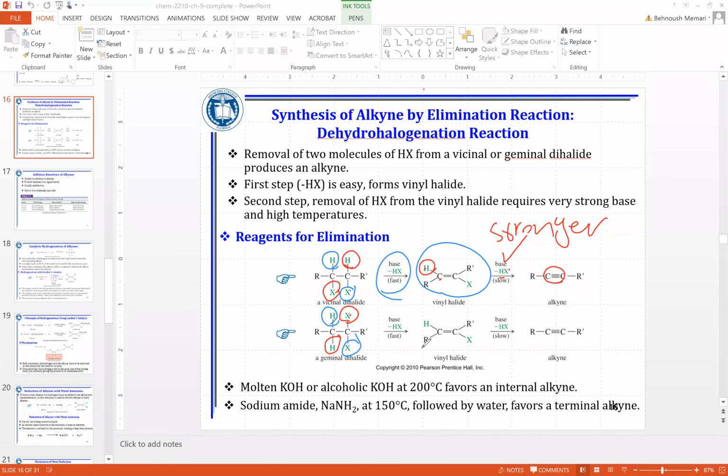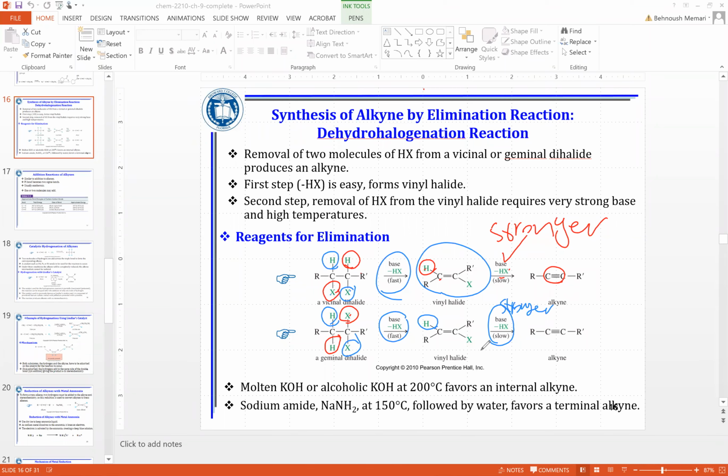So it's two steps. The first step, removing the first hydrogen by bringing a base, is not too much of a challenge, but the second step is very hard, removing hydrogen from the vinylic carbon, and as a result, you need a strong base, a stronger base. So it's harder the second time around. Yes, it's harder to remove the hydrogen the second time.